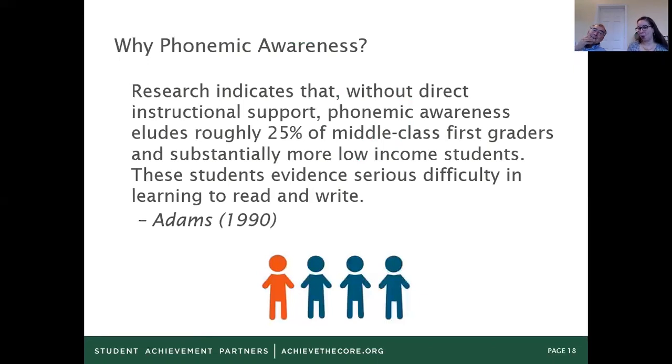As we're thinking about why phonemic awareness, we have this quote from the book that we've talked a great deal about, Beginning to Read, that you can read on the screen.